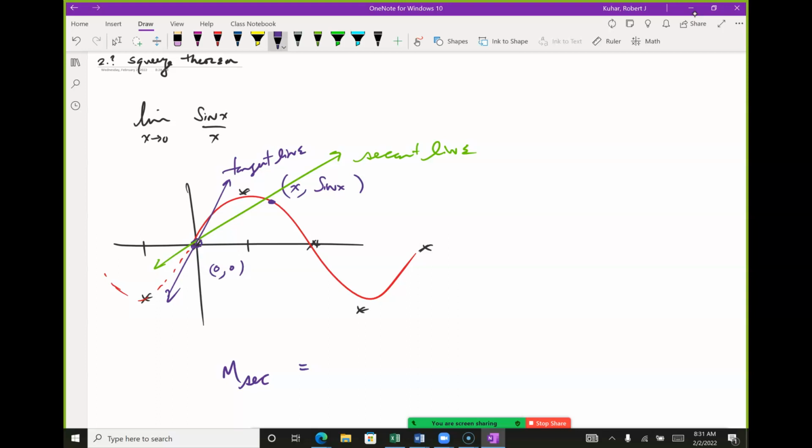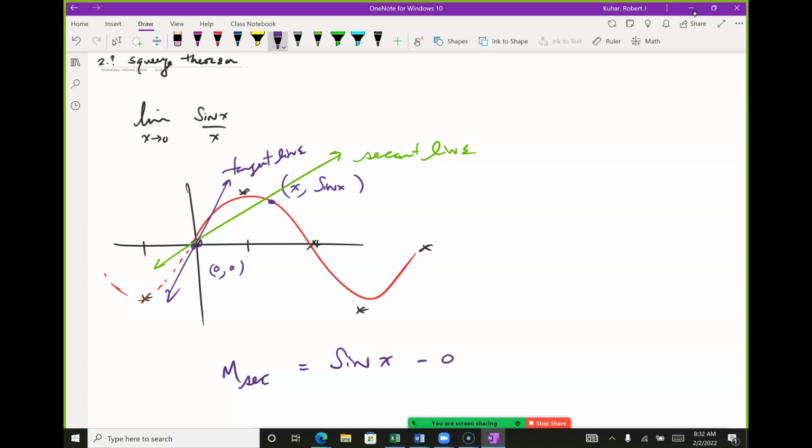Arbitrary minus fixed in y's over arbitrary minus fixed in x's, right? y2 minus y1 over x2 minus x1, right? So what's the arbitrary y value here for my green line? Sin x. Nice. And what's the fixed y value for my green line? Not moving. Remember, I want the tangent at 0, 0, so my fixed point is 0, 0, right?